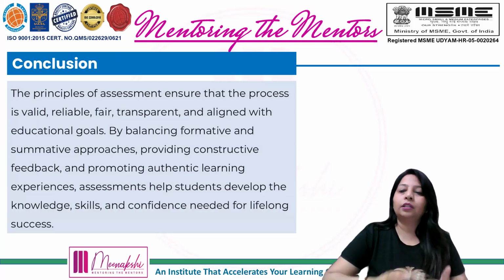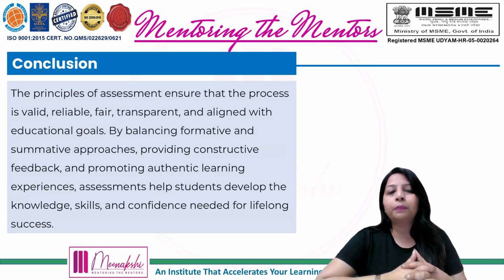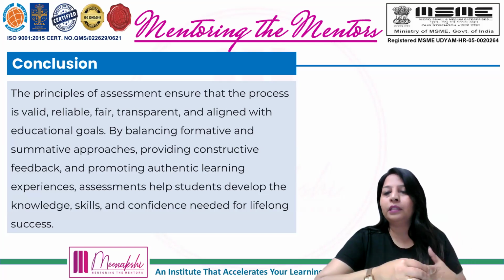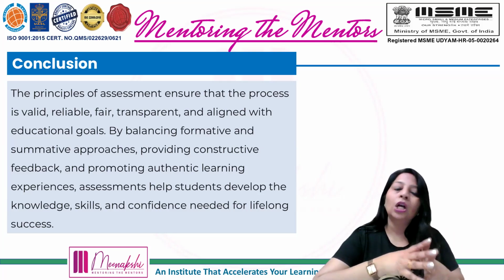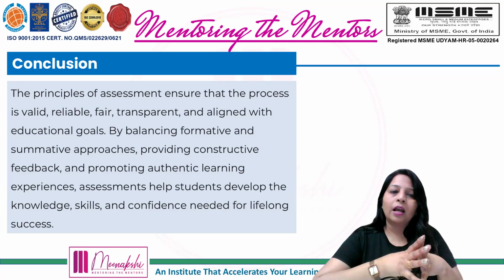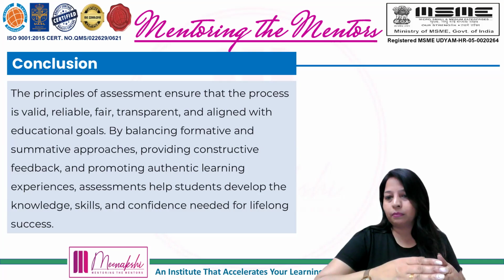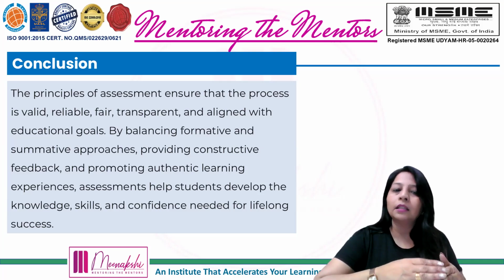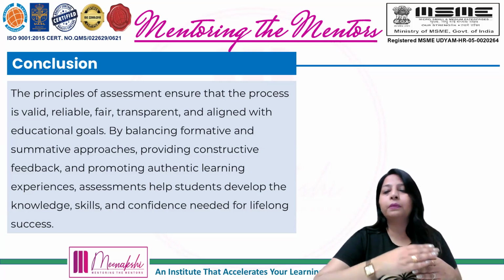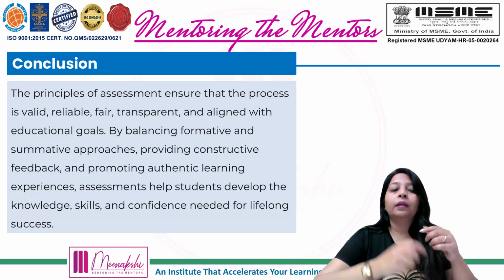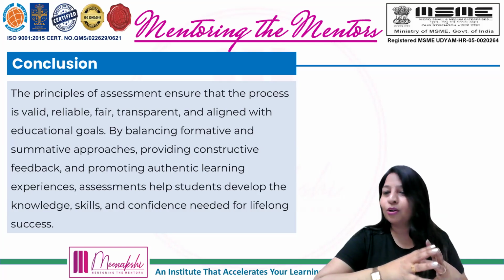So now, my dear educators, let's conclude the principles we have discussed so far: reliability, fairness, appropriateness, transparency, a total of 12 principles. What do they tell us? We need to balance formative as well as summative assessment. The different approaches need to be balanced. Feedback is to be provided. Assessment should be authentic. It should help students develop their knowledge, skill, and attitude, right? Means we need to work on competencies.